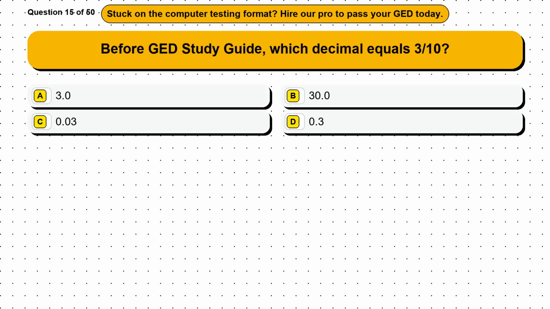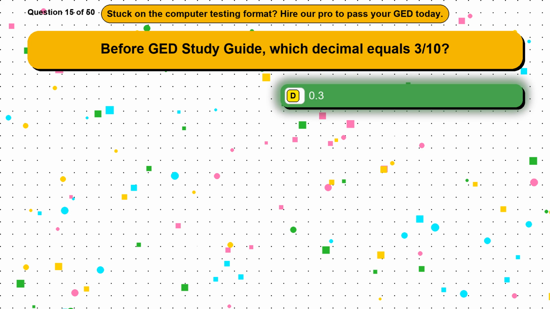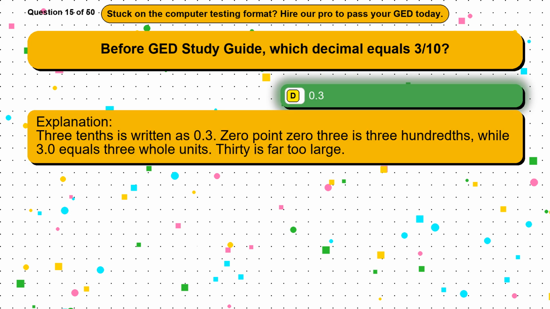Question 15. Before GED Study Guide, which decimal equals 3/10? Option A, 3.0. Option B, 30.0. Option C, 0.03. Option D, 0.3. The correct answer is option D. 0.3. 3/10 is written as 0.3. 0.03 is 3/100ths, while 3.0 equals 3 whole units. 30 is far too large.